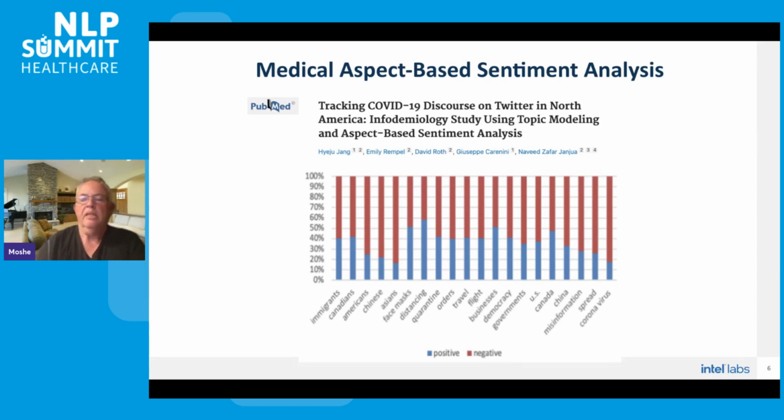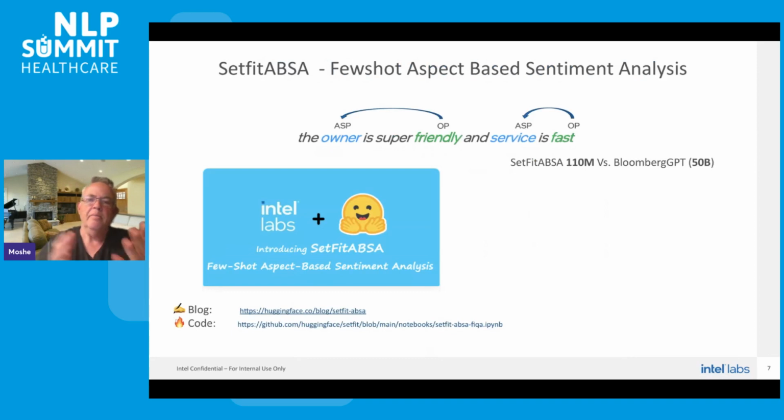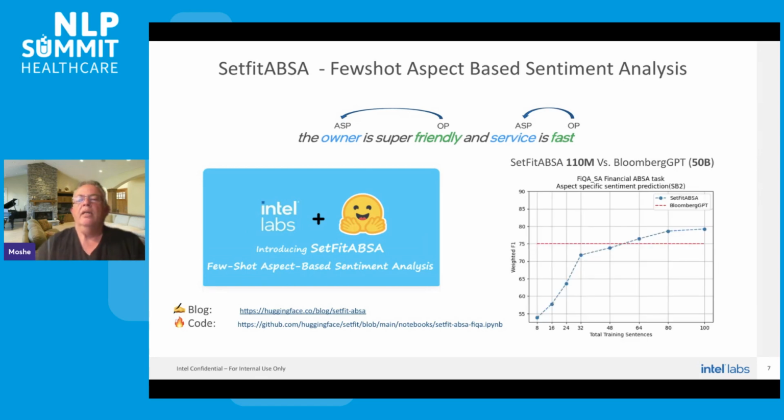about a specific aspect. You can see here maybe another example, from customer service. Someone says the owner is super friendly, so the aspect, of course, is the owner, and the sentiment is positive related to the owner. And also the service is fast, so again positive related to the service. What we did, again, is based on SetFit, a 100 million parameter model. And what you can see here is a benchmark.